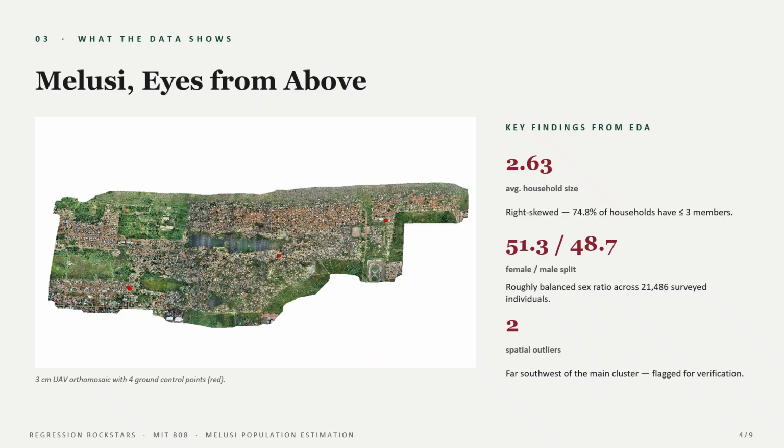Here you see Melusi from eyes above, right? So before any modeling, we did exploratory data analysis in QGIS and Python. The orthomosaic is anchored by 4 ground control points, the red dots, which keep the imagery geometrically aligned with the surveyed coordinates. On the right, 3 things we learned. Average household size is 2.63 with a heavy right skew. 3/4 of households have 3 members or fewer. The sex split is close to balanced, and the survey points have 2 outliers far southwest of the main cluster, which we flag for verification.